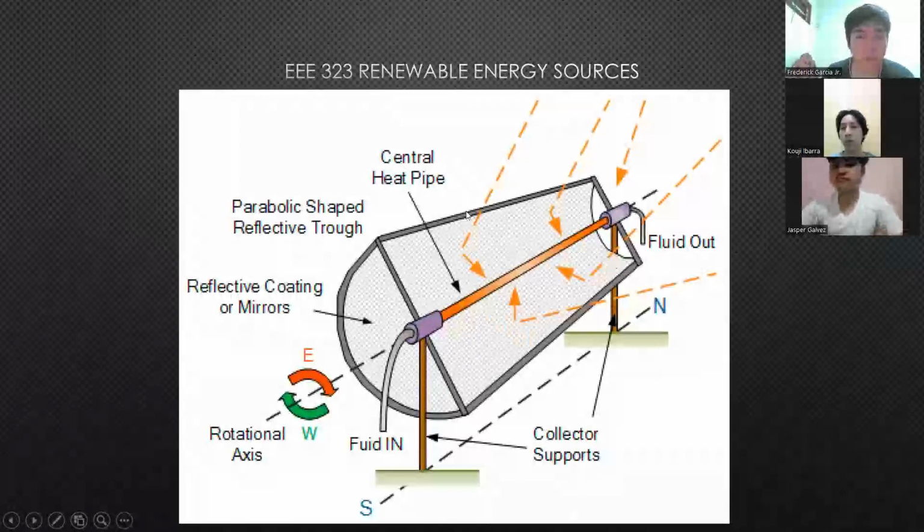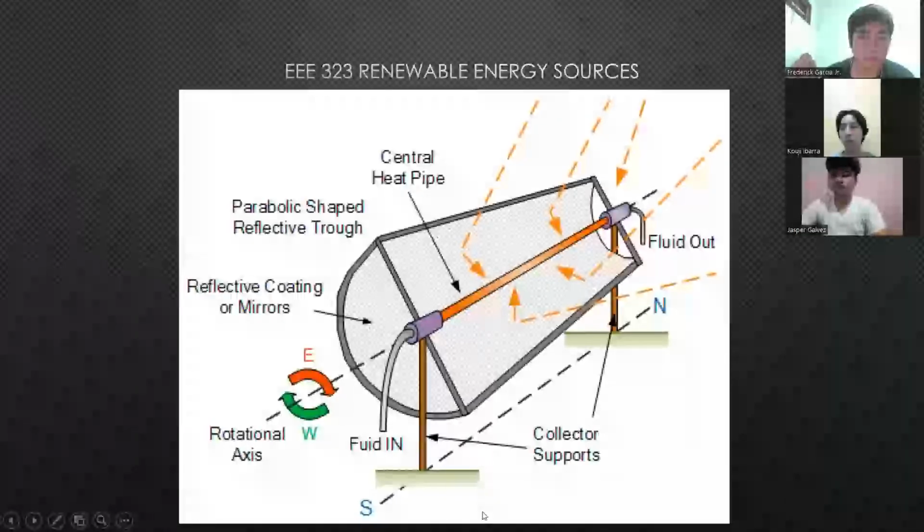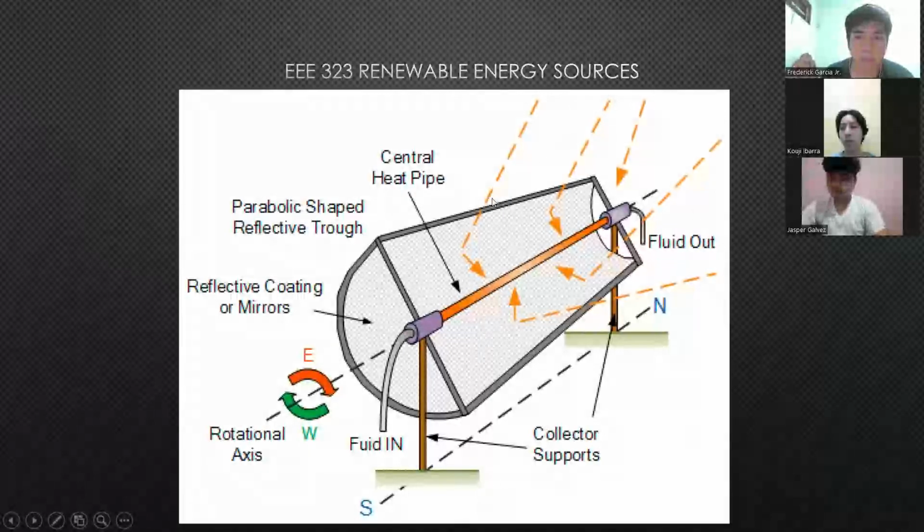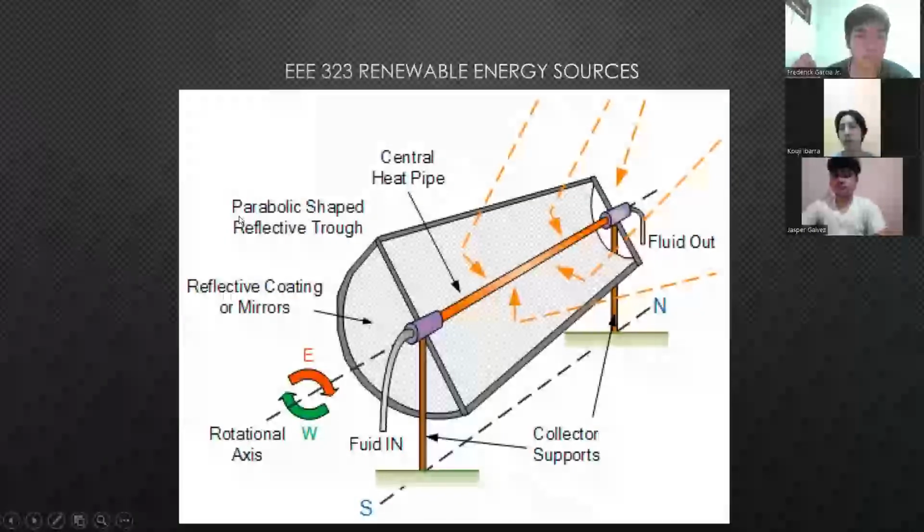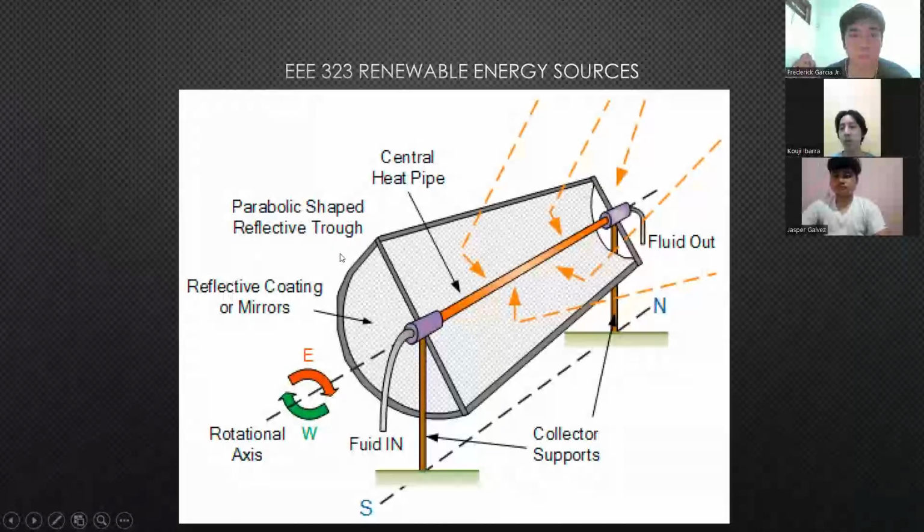Here we have the diagram for the parabolic troughs. We see the sunlight hitting the troughs and getting reflected into the central heat pipe, wherein the fluid flows in cold and flows out hot. We have the rotational axis moving from east to west, following the sunlight. And we have the parabolic shaped reflective trough, with reflective coating mirrors inside the trough.